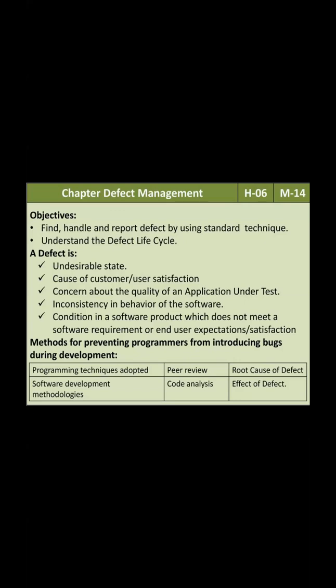Inconsistency in the behavior of the software: if the software is not behaving as per the expected norms, then it is a defect. A condition in the software product which does not meet a software requirement or end user expectations is called a defect. The methods for preventing programmers from introducing bugs during development: these defects can be easily identified by using program techniques like software development methodologies. If you follow a particular methodology, we can avoid most of the errors because methodologies provide a systematic way to do a process. That will eliminate many unexpected errors.